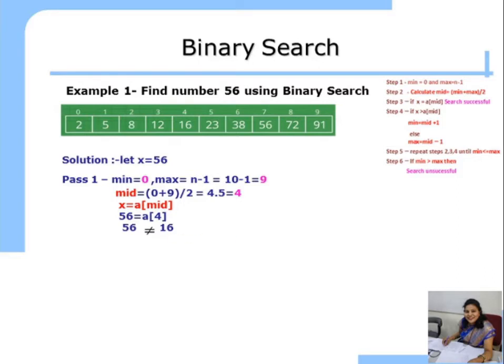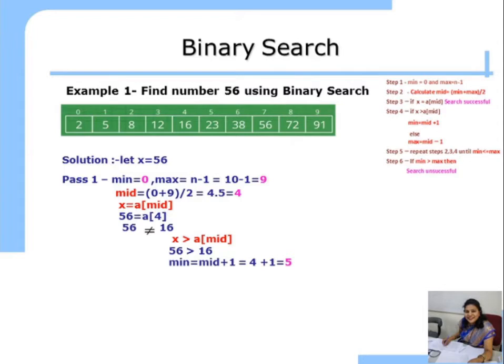Right? So how do you compare the values x and a of mid? See step number 4. If x is greater, you will change the min. If x is smaller, you will change the max. What is x? x is greater. 56 is greater than 16. So you change what? The minimum value. Minimum is equal to mid plus 1. Mid is our 4. So 4 plus 1, it is 5.